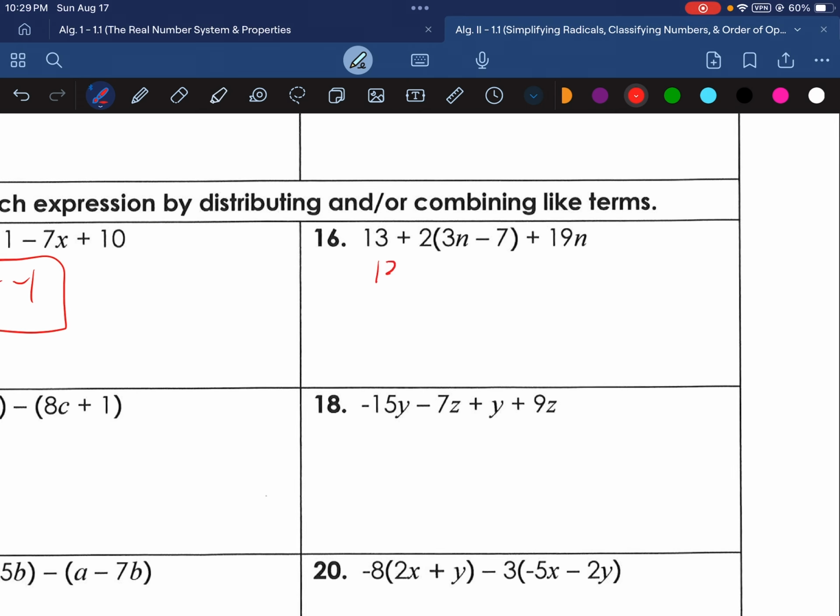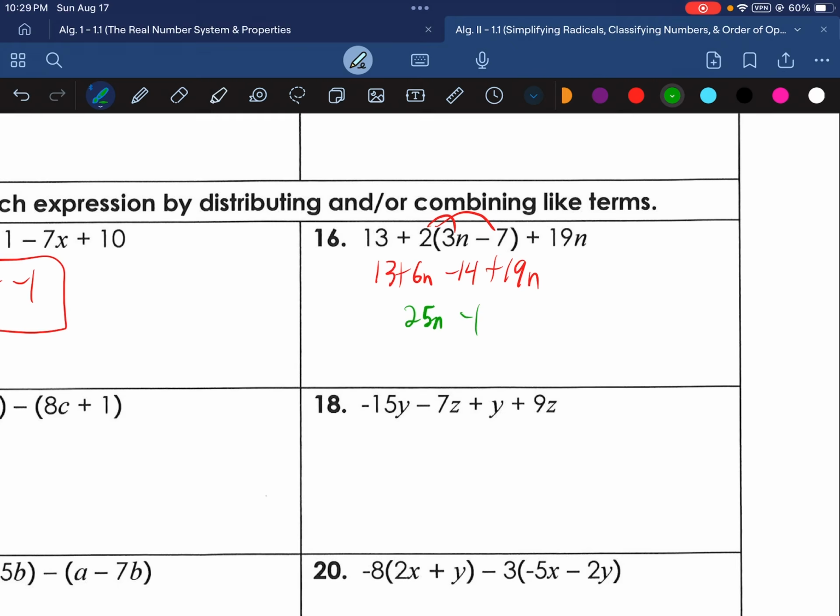Number 16, our first step here would be to distribute. So we have 13 plus 2 times 3n is 6n, and 2 times negative 7 is negative 14, plus 19n. Combining these n's, 6 plus 19 gives us 25n. Combining the regular numbers, 13 minus 14 is negative 1.